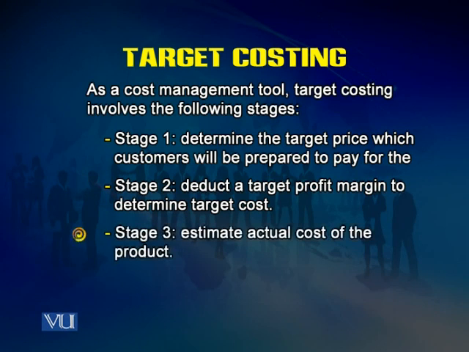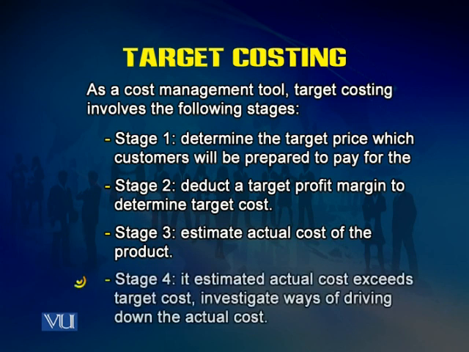Stage 3, estimate actual cost of the product. And stage 4, if estimated actual cost exceeds target cost, investigate ways of driving down the actual cost. So there is going to be a big focus now on finding ways to drive down the cost in case the estimated cost is higher than the target cost.